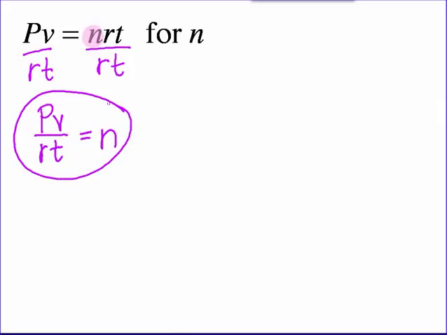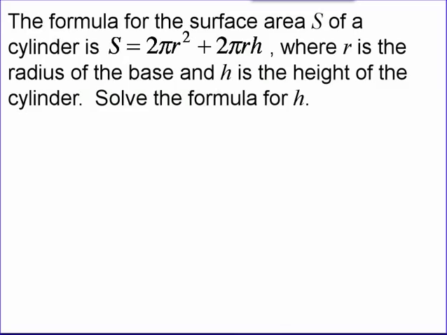Okay. Got a few more slides to look at. This next one says the formula for the surface area of a cylinder is S equals 2 pi r squared plus 2 pi rh, where r is the radius of the base and h is the height of the cylinder. Solve the formula for h. So what that really means is that I'm going to bring down this formula here, and I'm going to solve that for h. So I need to get h all by itself.